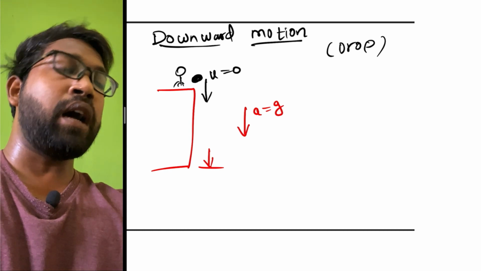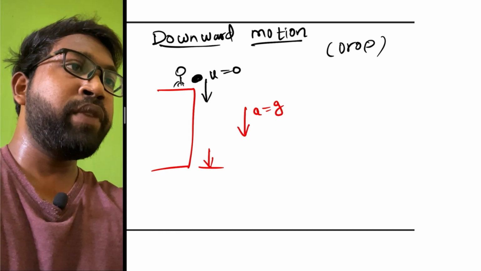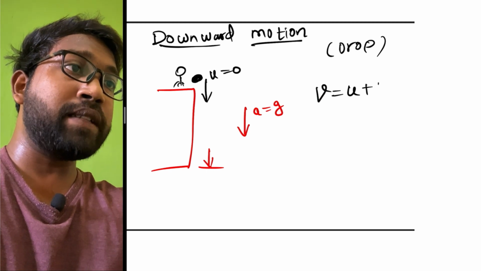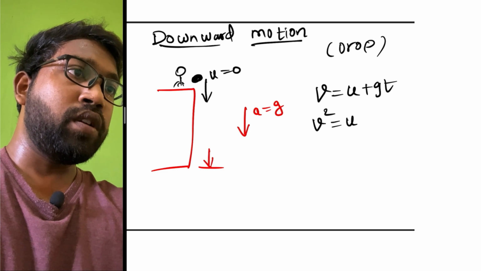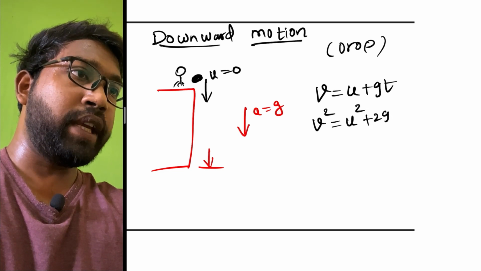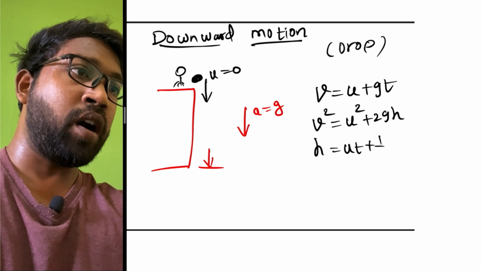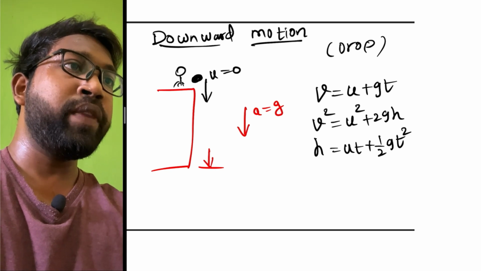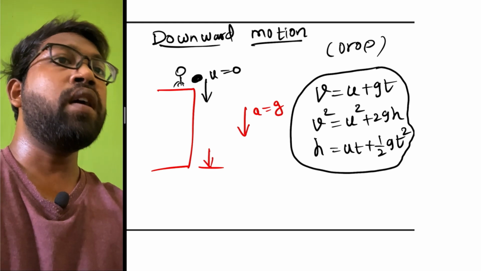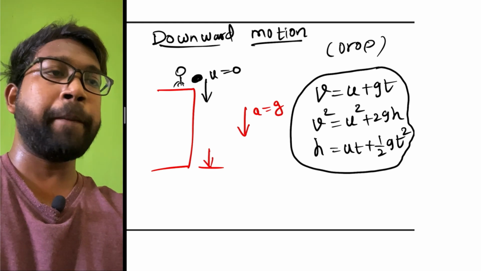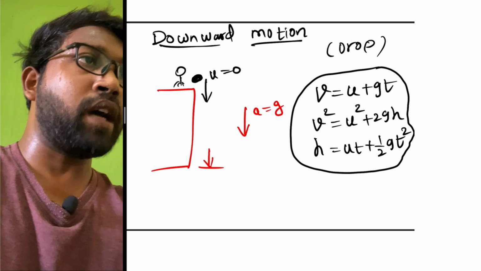So our kinematic equations are going to be converted into v equal to u plus gt, v square equal to u square plus 2gh, and h equal to ut plus half gt square. This is our new set of kinematic equations for this downward motion. Okay, so now we are perfectly ready. So now we are going to solve one by one.